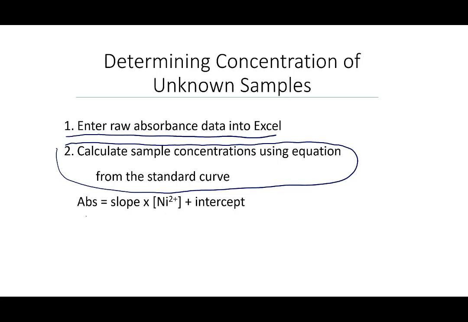And so what's going to happen is we're going to know the absorbance that we measured for each sample. We'll know the slope and intercept from the standard curve. And from that, we will calculate the concentration of nickel.